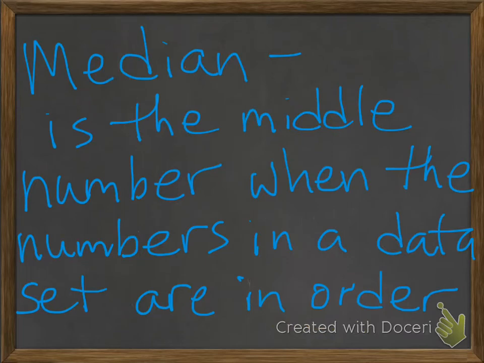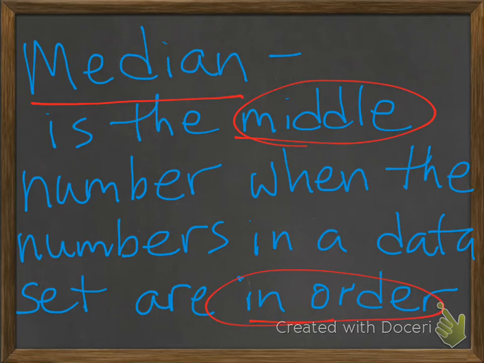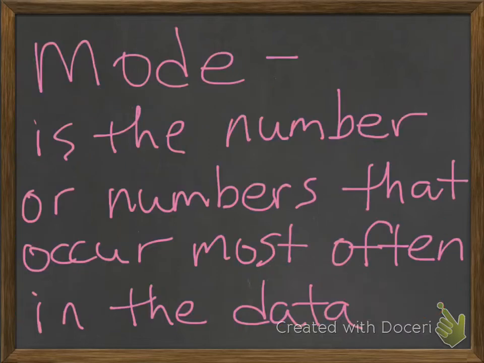Let's start with median. Median is the middle number when the numbers in a data set are in order. And that's the first part. When you get a set of data, you get a bunch of numbers, you need to put them in order. And how I remember it very easily is median and middle. Kind of like a medium soft drink, the middle drink, the one that's right in the middle. So that's what we're going to be looking at for median.